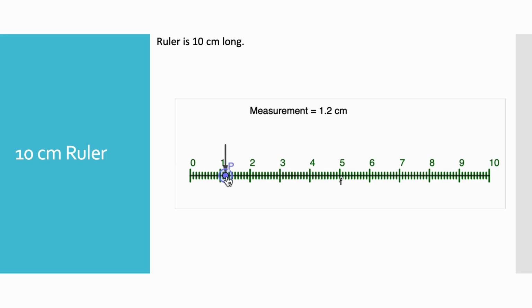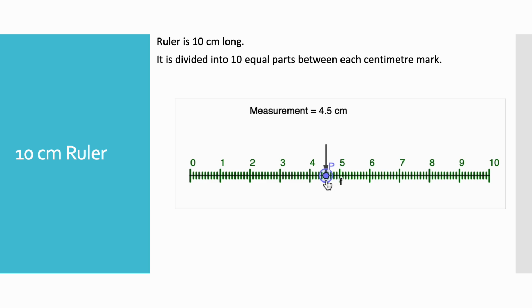Here is a 10 centimeter ruler. It is divided into 100 equal parts, each representing 1 millimeter or 0.1 centimeter. Now you can see that it is divided into 10 equal parts between each centimeter mark. Each small division represents 1 centimeter divided by 10, which is 0.1 centimeter. That is equal to 1 millimeter.